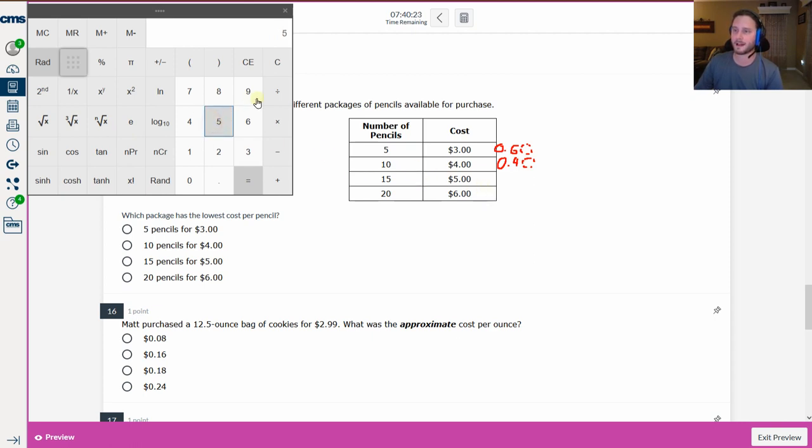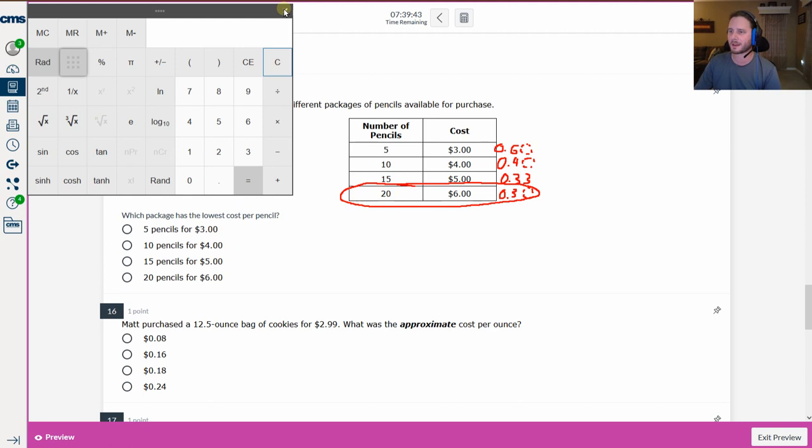We have $5 divided by 15 pencils. And that one is going to give me about 0.33. The 3 goes on forever, but we'll just round off here. And then we are left with the last one, which is $6 divided by 20 pencils per pack. And that one's going to give me 0.3 with an imaginary 0. So the best deal, the lowest cost per pencil, is going to be the 20 pack of pencils for $6.